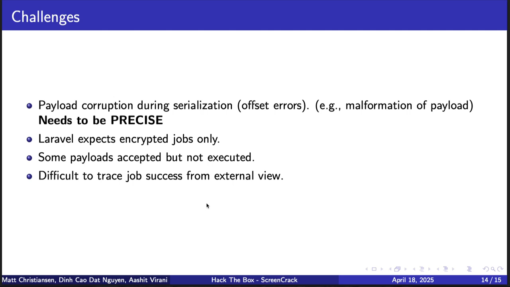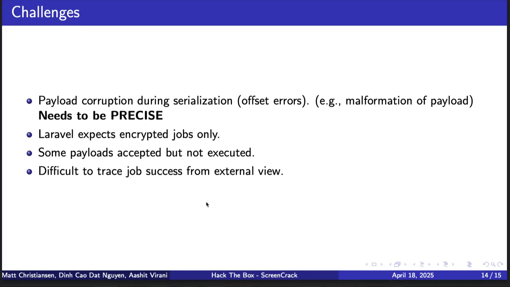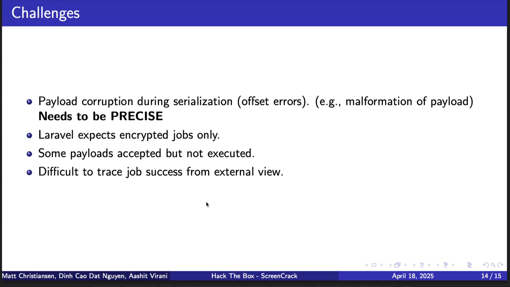And so now the challenges: payload corruption during serialization. So you need to be very precise when doing this box and making the SSRF URL. It needs to be encrypted, it needs to be serialized, and it needs to have the exact syntax for retrieving the flag and doing that payload. And it's difficult to trace that. There's a lot of moving parts with this box, so it takes a lot of research and a lot of time to dig into the code and dig into the internals.